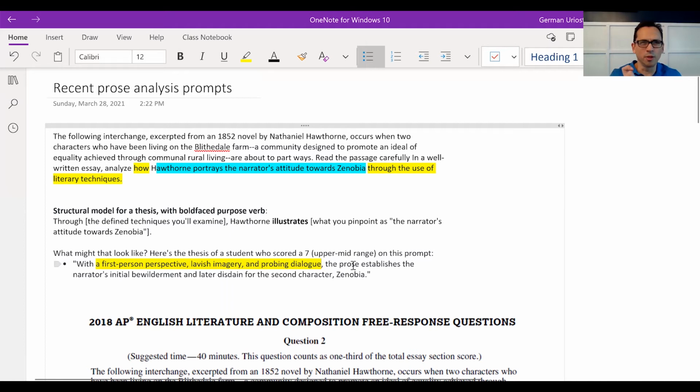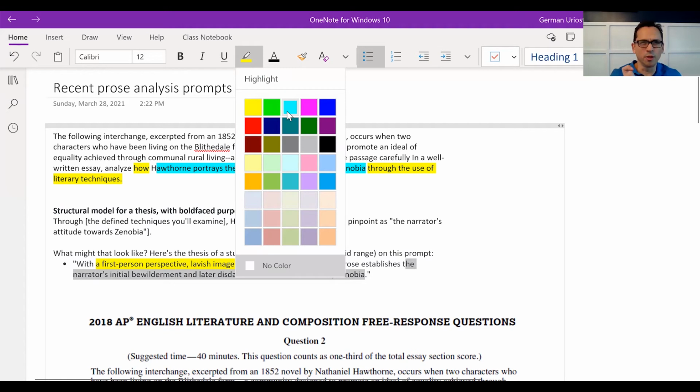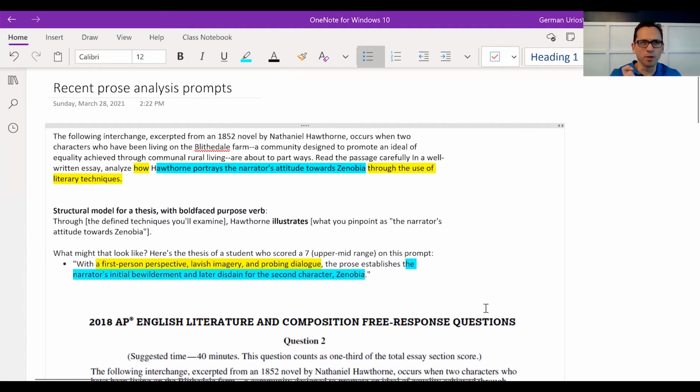And then we have the claim. The prose establishes, you could also say Hawthorne establishes or suggests, this is the idea I'm going to prove. And it's in response to, right, the prompt: the narrator's initial bewilderment and later disdain for the second character, Zenobia, right? That defines the narrator's attitude towards Zenobia, right? So this thesis has done its job, right? Okay, let's look at 2 more.